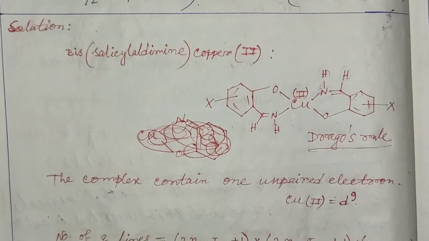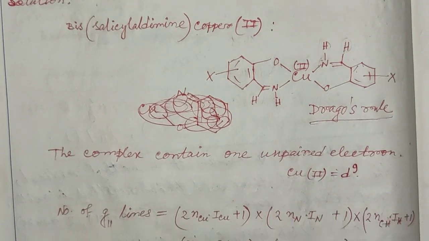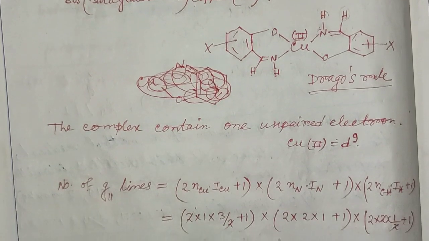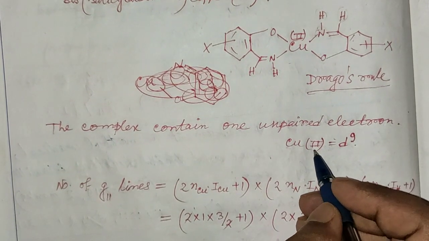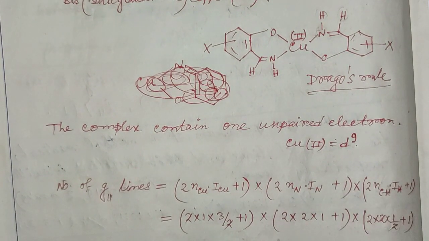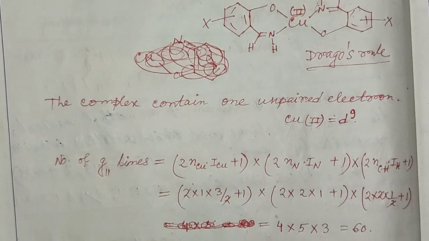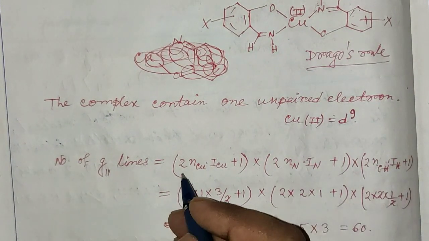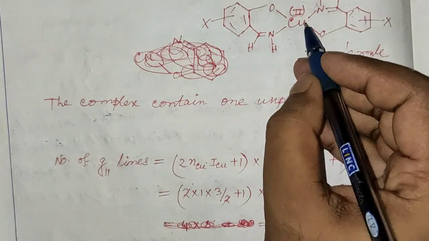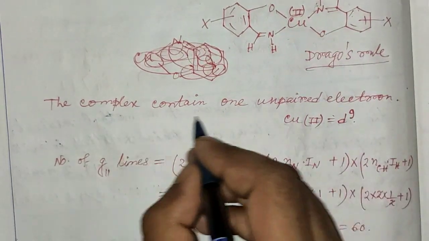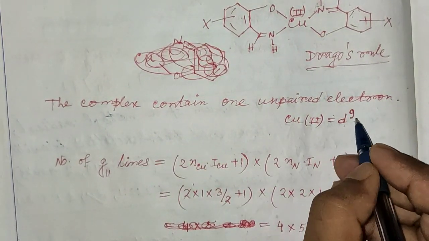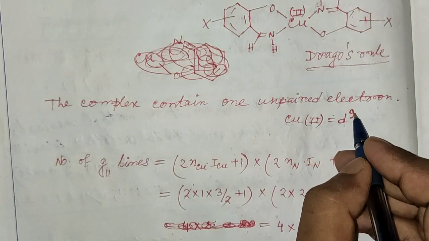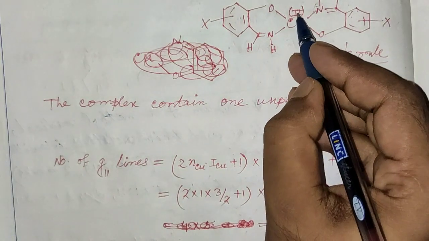Now keeping this condition, or this idea, in mind, we can calculate the number of g parallel lines that arise for this complex. Now since it is a d9 system, it will contain one unpaired electron.